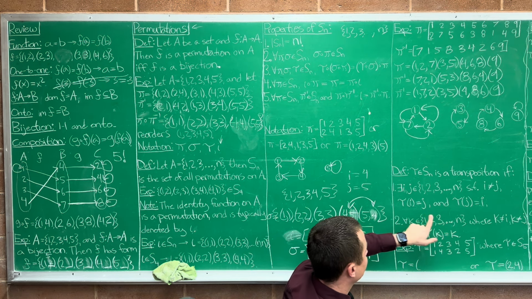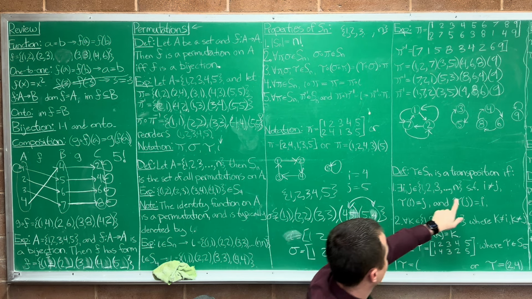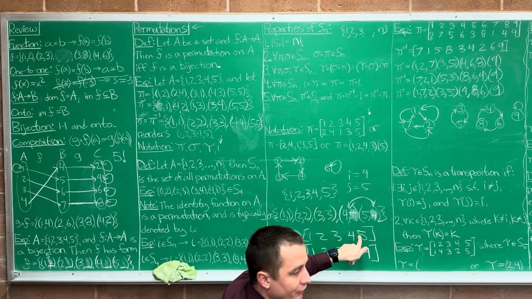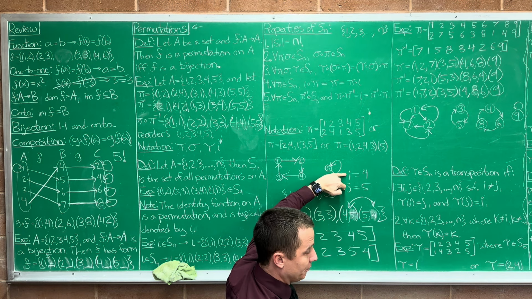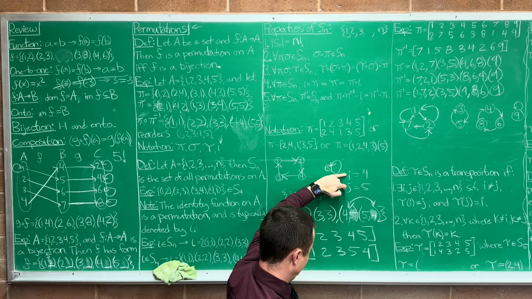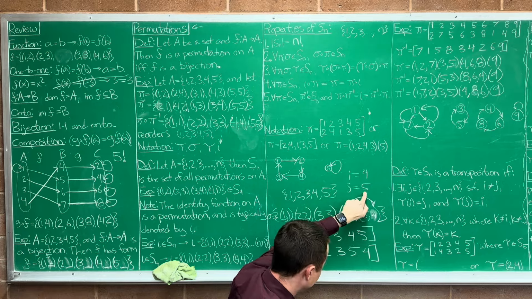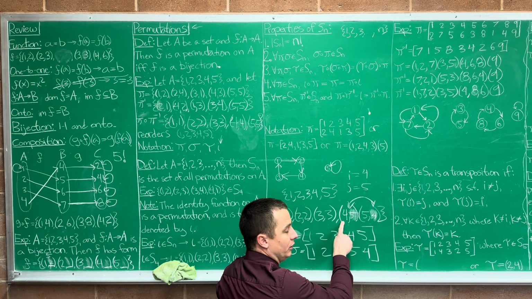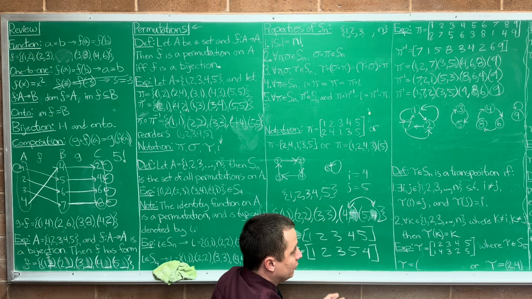So in order for it to be a transposition, there has to exist i and j in whatever set we're talking about. In our case, it's a set up to 5. Such that i and j are 2 different numbers. We can't swap 5 with 5, otherwise that doesn't swap anything. So i and j have to be 2 different numbers. And what does i map to? j. And what does j map to? What does 4 map to? 5. And what does 5 map to? 4. So they map to each other.